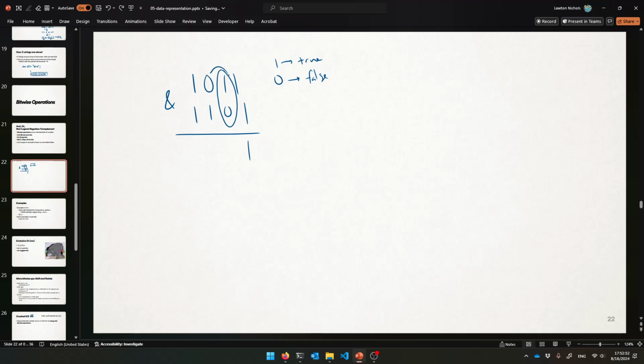So all right, what's true ANDed with false? Well, that's going to be false. So 0 is going to be placed here in the resulting number. It produces a number. And then again, false ANDed with true is still false. And one more, we have true ANDed with true is true.